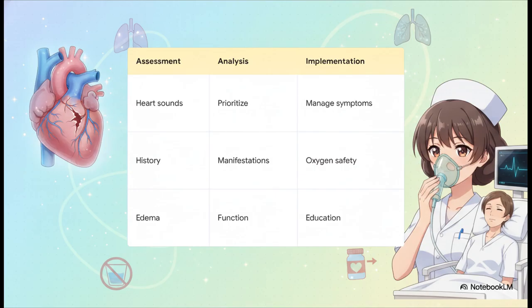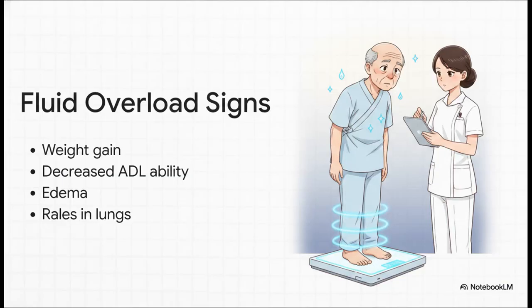Once you recognize those cues, your action plan has to revolve around safe oxygen use, strict dietary teaching regarding sodium intake, and ensuring absolute medication compliance to ease the massive workload on that struggling heart. You've got to be on high alert for worsening fluid overload, because an inability to perform daily activities or a sudden weight spike requires rapid nursing action.